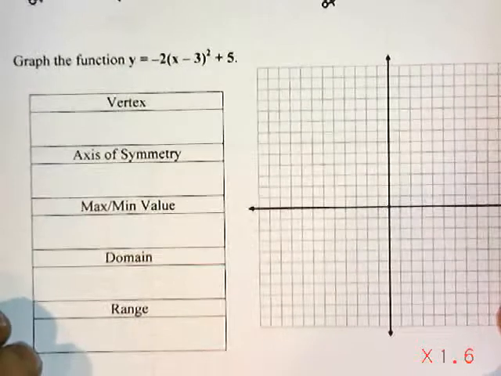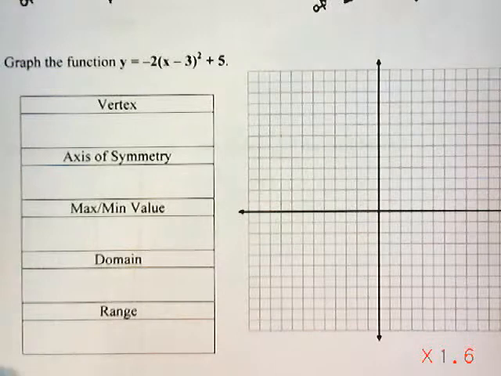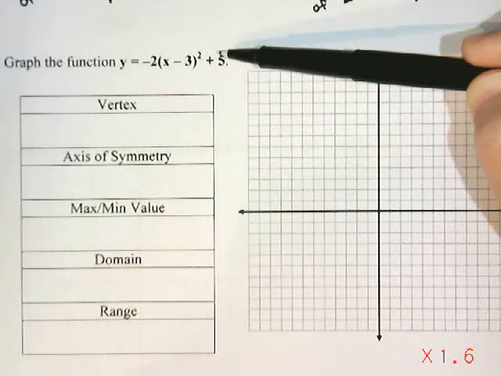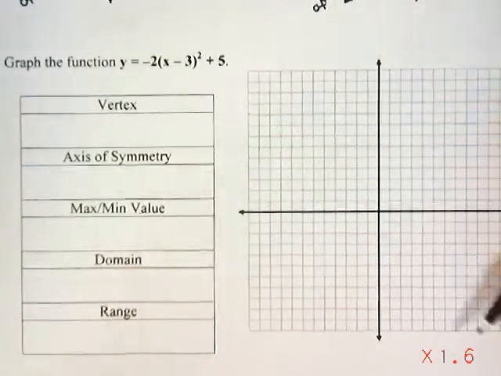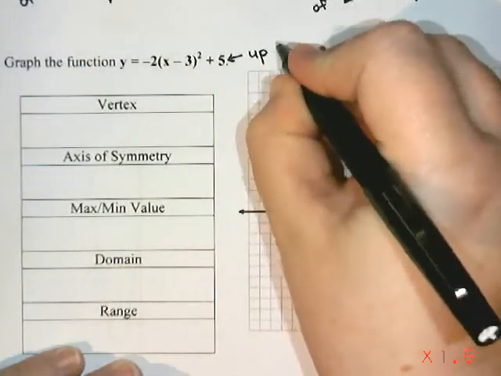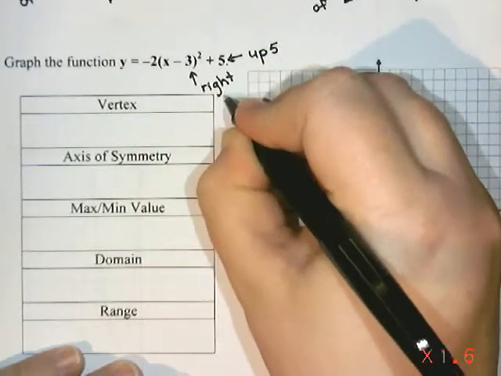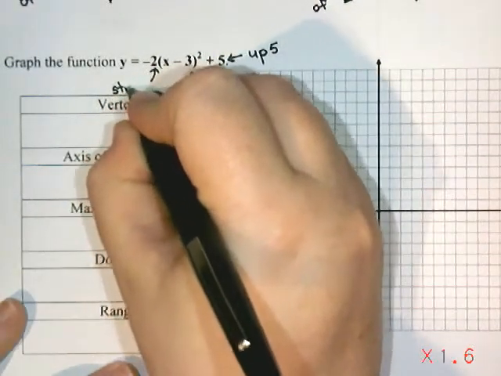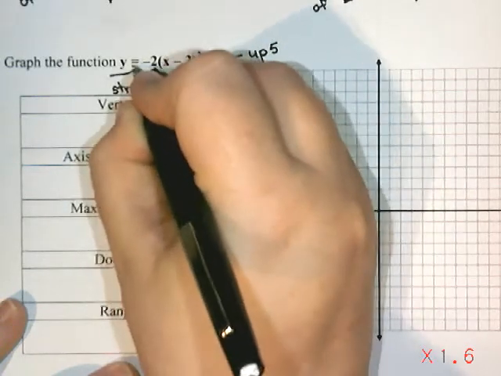All right, so let's take what we've done with our transformations and see if we can actually find a way to graph using that information. So we have the function y equals -2 times (x minus 3) squared plus 5. The first thing I recommend you do is list your transformations, identify what's going on with the graph. The plus 5 means we're going up 5. The minus 3 is going right 3. That 2 is going to be a stretch of 2. And that negative is a reflection.